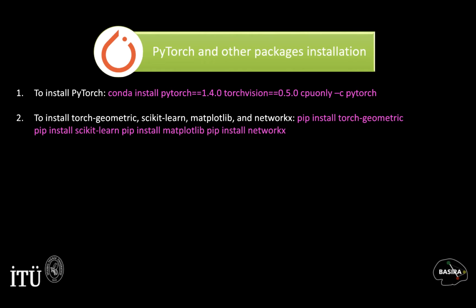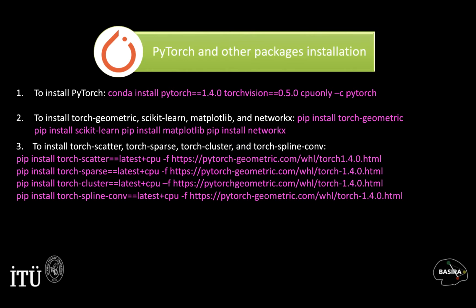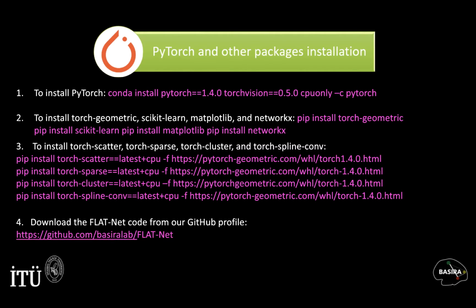Next, you also need to install other packages such as matplotlib and scikit-learn with the given commands. Next, you need to install other PyTorch-related packages such as torch-scatter and torch-sparse with the given commands. Finally, you can install our FLATNET code from our GitHub profile.